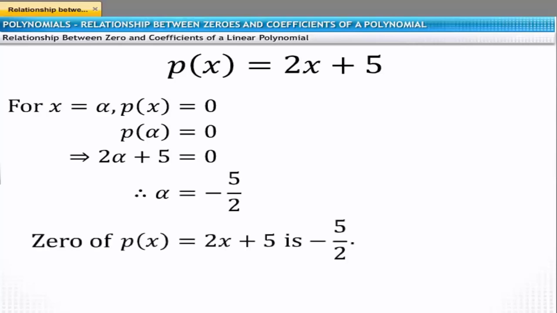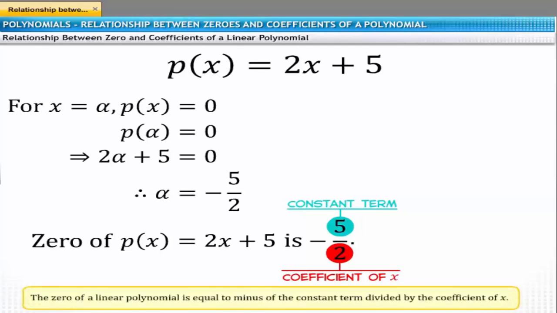Here you observe that the numerator 5 is the constant term of the polynomial, and the denominator 2 is the coefficient of the variable x. Based on this observation, we can conclude that the zero of a linear polynomial is equal to the minus of the constant term divided by the coefficient of x.